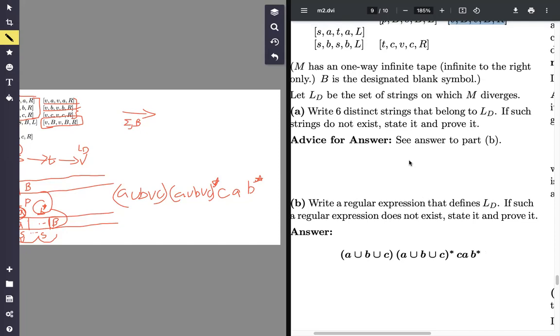Any questions? Wait, but if it's to the right, wouldn't we write? Wait, what do we do? What do we put for A again? You just write 6 distinct strings that would diverge. This is a regular expression for it that would diverge. So how do you generate 6 strings from this regular expression? So generate strings from here. Just be creative. Or don't be creative, actually. Just be as simple as possible.